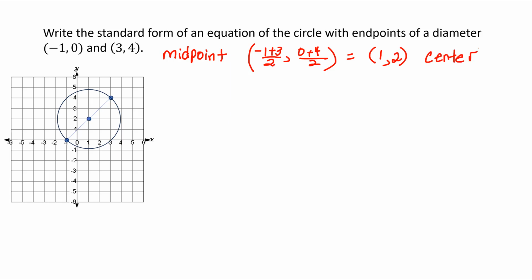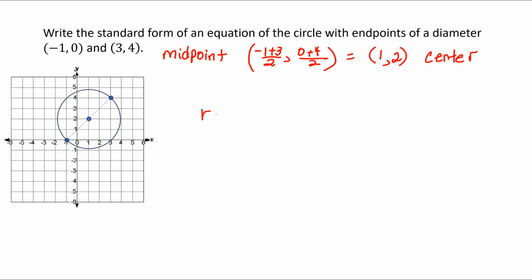To write the equation of a circle, we need to know the center, (h, k), in this case it's (1, 2), and the radius r, which is the distance from that center to any point on the circle. So we have the center is (1, 2). We know 2 points there on the circle. We can choose either one to figure out the distance from (1, 2) to that point. So we'll just use (-1, 0) since it's pretty easy.